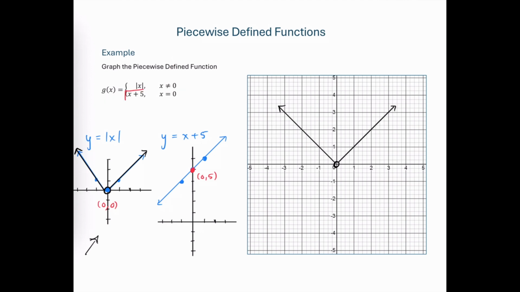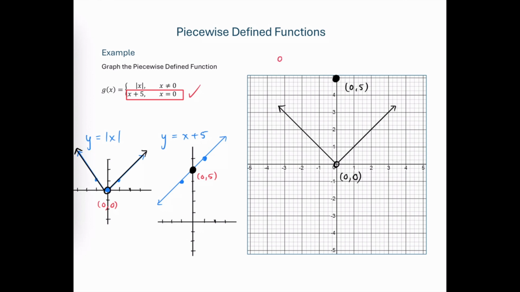Now for the second piece, what we see is we're only getting one ordered pair here. We're only going to grab the ordered pair where x is equal to 0. So this one point is the only thing that we pull into our final answer graph. Let's label this point with 0, 5 and this point with 0, 0 so that we can clearly see what's happening at that transition point.